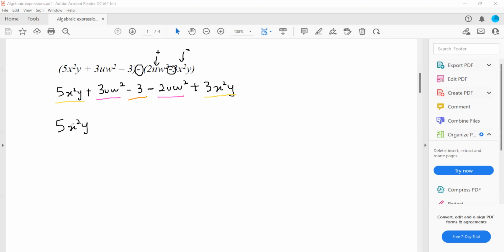So x squared y plus 3x squared y. Okay, then go for the uw. So we've got 3uw squared minus 2uw squared, and then minus 3. So 5 plus 3 becomes 8x squared y. 3 minus 2 is 1. So we will write a plus uw squared minus 3. Okay, so that is our third answer. Okay, all right, let's move on to the next one.